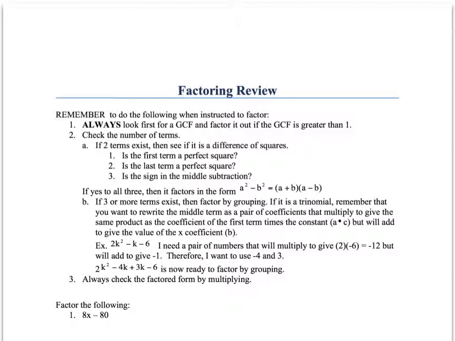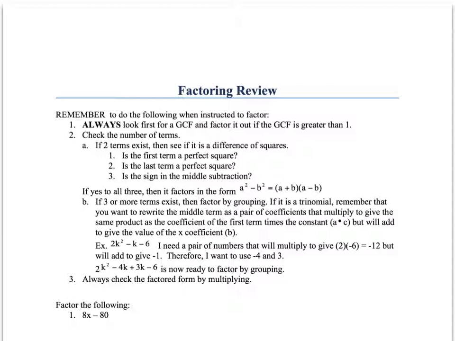First, no matter how many terms you have, always check to see if there is a greatest common factor. As long as the GCF is greater than 1, you want to factor it out at the very beginning before you do anything else. After you check for a GCF, then your factoring approach is based on the number of terms that you have in the expression.